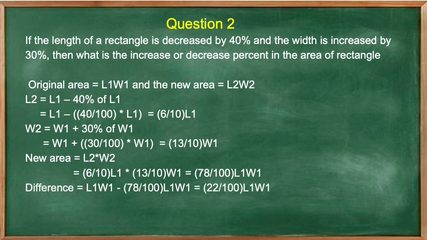So difference is equal to L1 W1 minus 78 by 100 L1 W1 is equal to 22 divided by 100 L1 W1, which means 22% of L1 W1. So our answer is decrease by 22%.